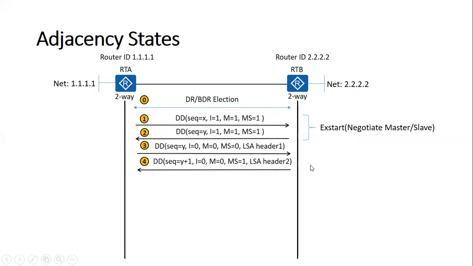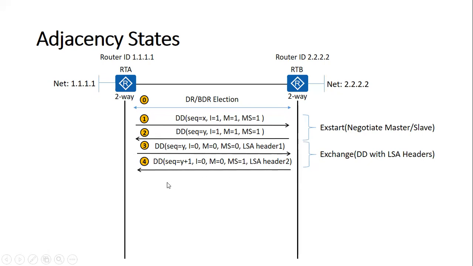So this state where they're exchanging the actual description of the LSAs of the networks they know is called Exchange. Now, the database description packets have the LSA headers. And the headers here are a brief description of that particular network. See the difference between Exstart and Exchange. DD here have LSA headers. In Exstart, the DD do not have the LSA headers.